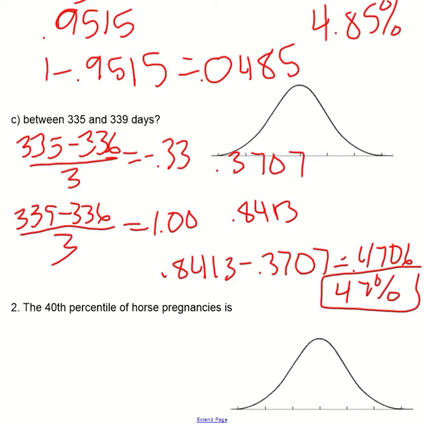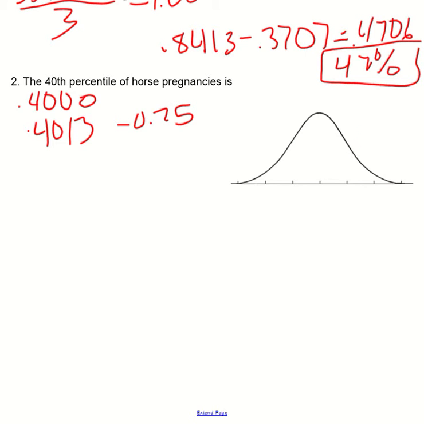The next question they ask is, the 40th percentile of horse pregnancies is. So now we have to remember how to go back from a percentile to the x value. When we're given the percentile, we go back to our table and we change this percent to a decimal. So we go 0.4000. And we look for that in the middle of the table, or whatever we can find that's closest to it. It looks like the closest I could find was 0.4013, and that has a z-score of negative 0.25.